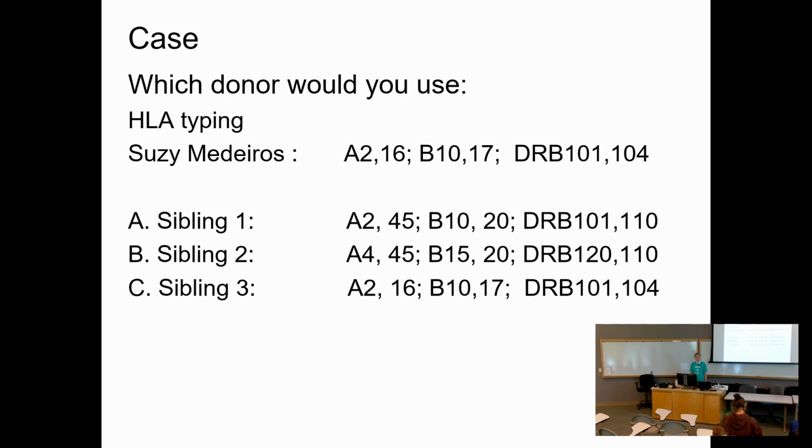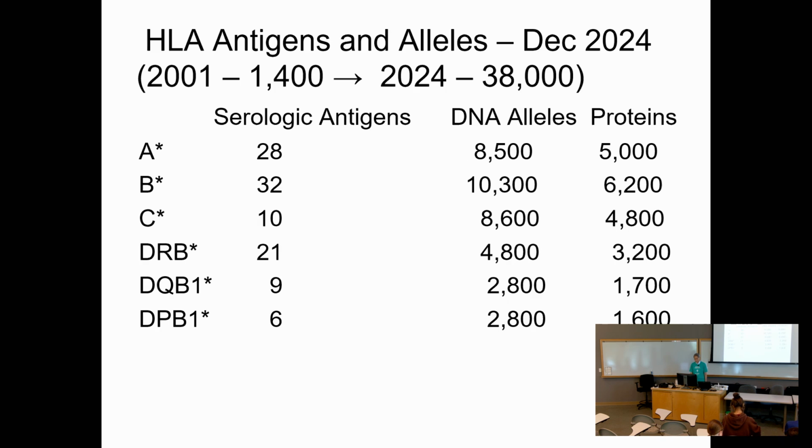And so in this case, we typed all of her siblings. So which one do you think might be a match? C. Sibling number 3. So can we just go ahead and transplant at this point? Or is it we still don't quite know what to do? So that's the answer, and we'll show you why.